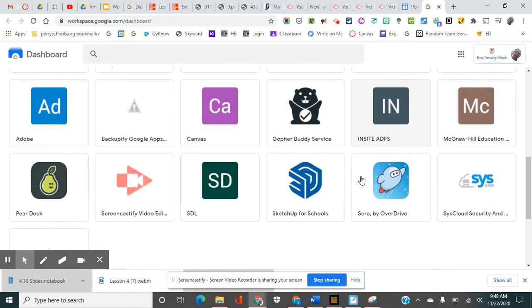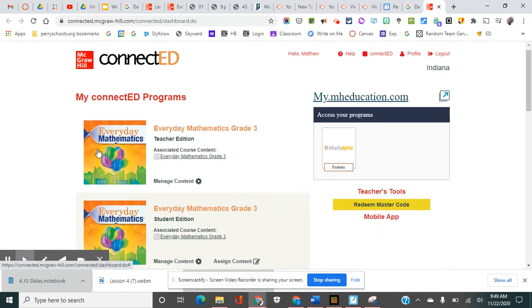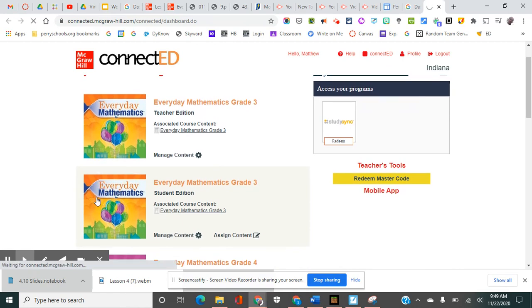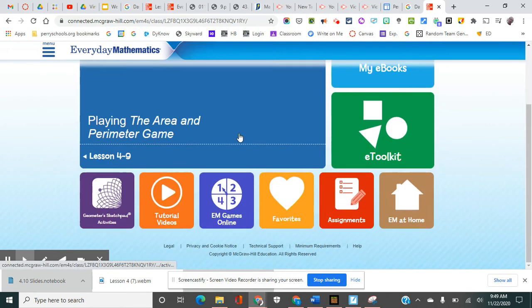You get a grid like this, right? And then somewhere on your grid is MC. Now, I'll have a lot of books here. You'll probably only have one, and you'll choose the 3rd grade book. I'm going to choose the 3rd grade student book as well. If you have 2 classes here, be sure to pick the one with V for virtual. And then you're going into games online.